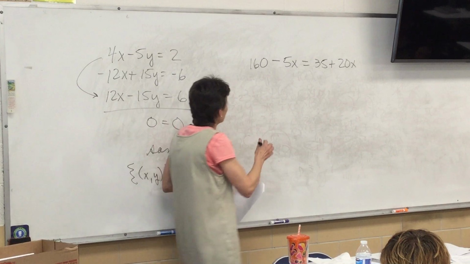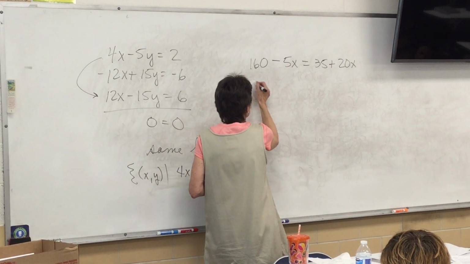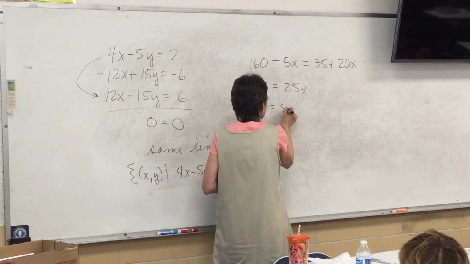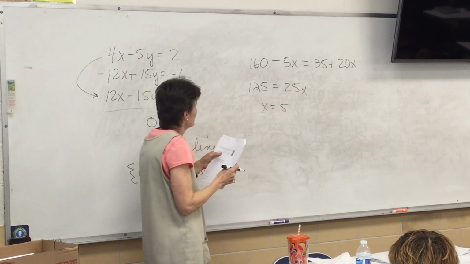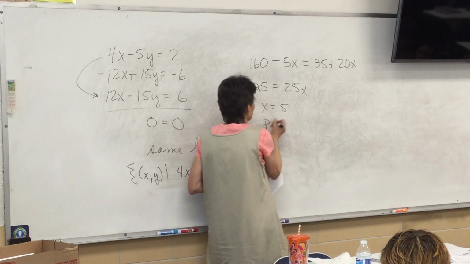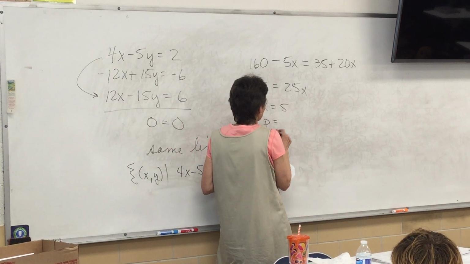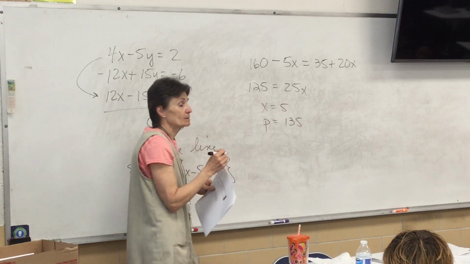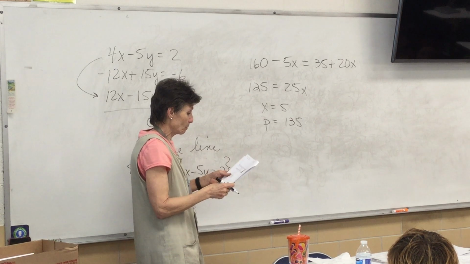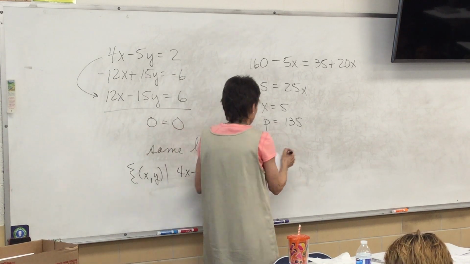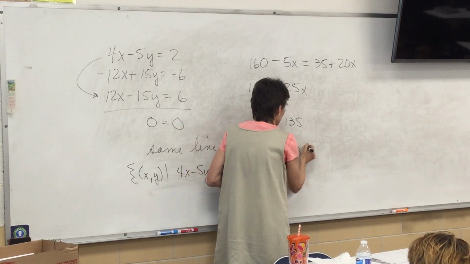All right, let's solve it. Keep an eye on my arithmetic. I got x equals 5. And if x equals 5, then p, which is the y variable this time, is 135. Now explain that solution. Okay, so the equilibrium point would be 5, 135.